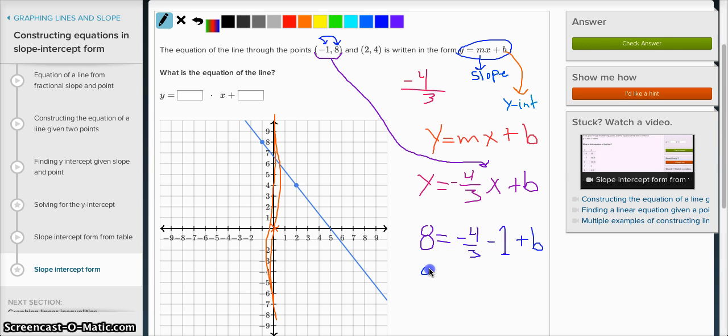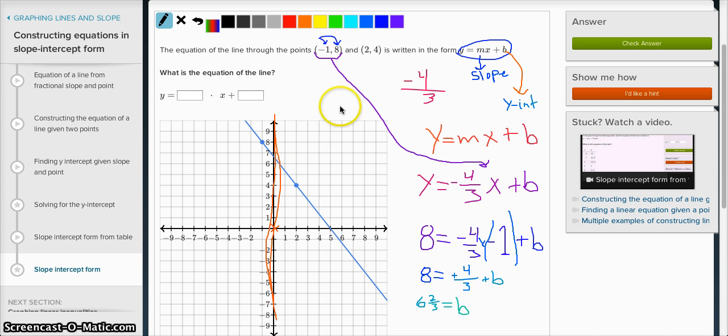So I do some algebra. 8 equals, and this is a multiplication, times -1. So that's just going to be -4/3 plus b. Oh no, it's +4/3 now because that was a -1. So then I subtract, what would this be, 6 2/3? So 6 2/3 equals b.